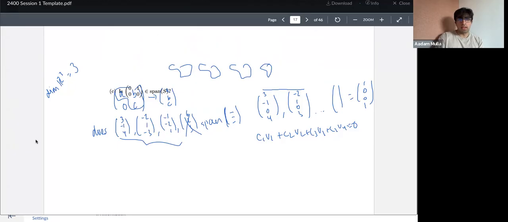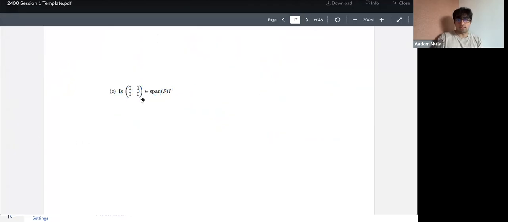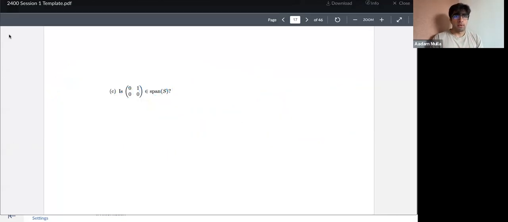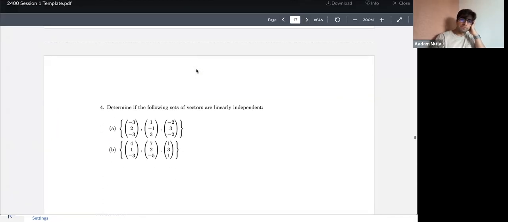Let me clear this. Same thing here. You're going to see whether this system has a solution where the right-hand vector, this vector right here, would be 1, 0, 1, 0, 0. I don't want to spend time doing the math. We can come back to it if we need to.